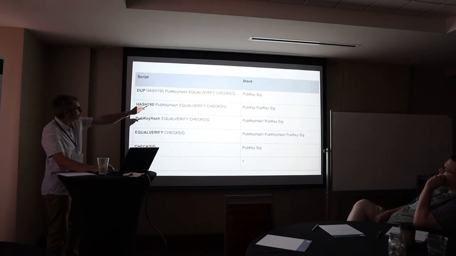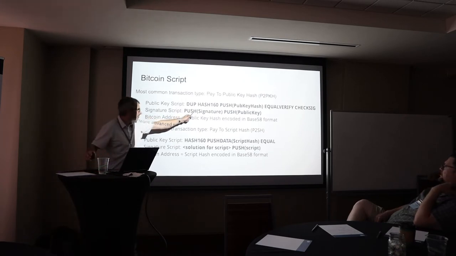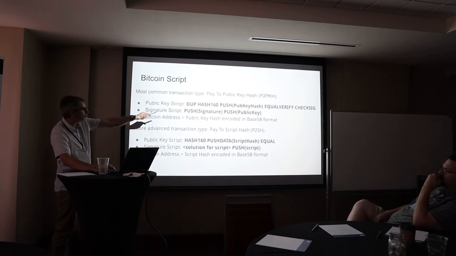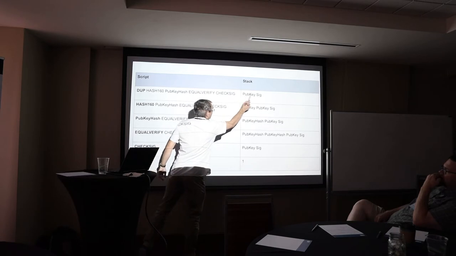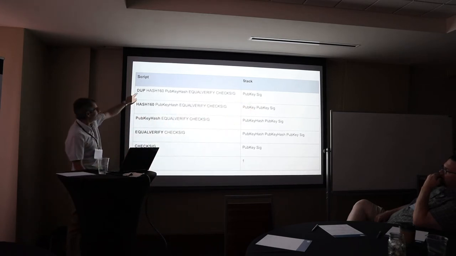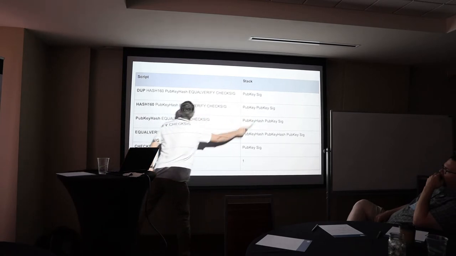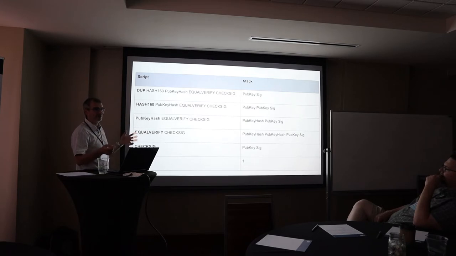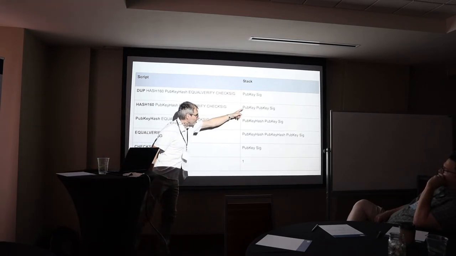Okay, so on the stack, again, this is your signature script. That's the first thing you push to the stack. So you push your signature and the public key. So on the stack, you have this: pub key and sig. Duplicate: you duplicate the pub key. Hash: you hash the value that is at the top of your stack, and replace the top of the stack with the hash of the public key.